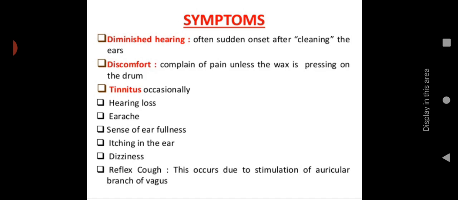This occurs due to stimulation of the auricular branch of the vagus nerve. So the entire head is covered with sensory nerves. So with the stimulation of the nerve, reflex cough can occur.